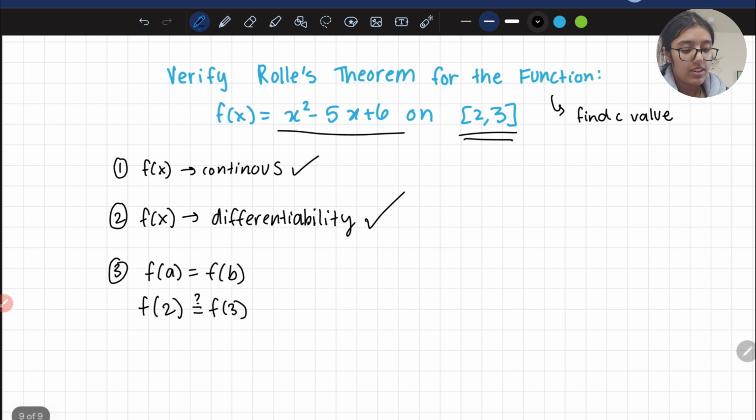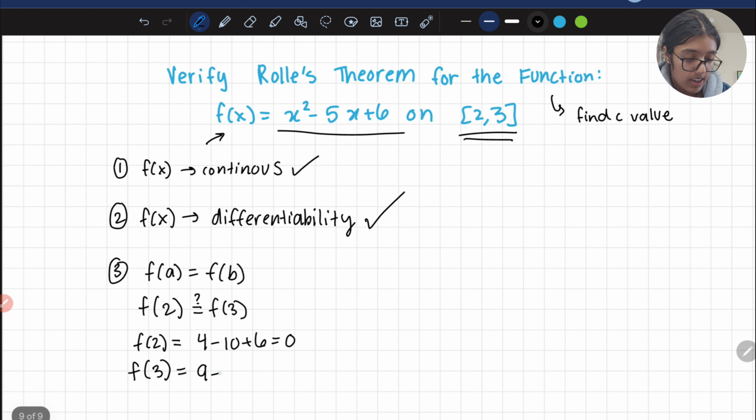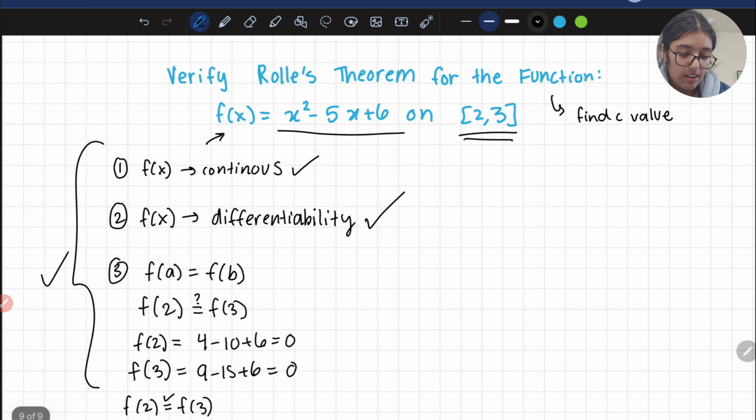Let's check that. So f of 2, let's find that. F of 2 is equal to, I'm going to replace it in here, 4 minus 10 plus 6. That's 0. We have f of 3, which is 9 minus 15 plus 6, which is also 0. So yeah, f of 2 is indeed equal to f of 3. Now that we have all three checkboxes checked, that means we can apply Rolle's theorem and find that c value. So let's get into it.